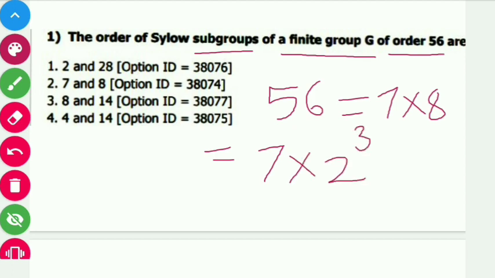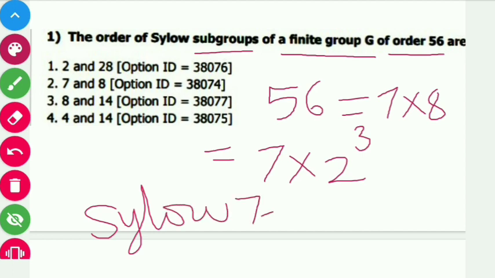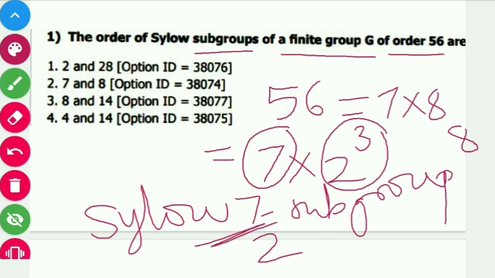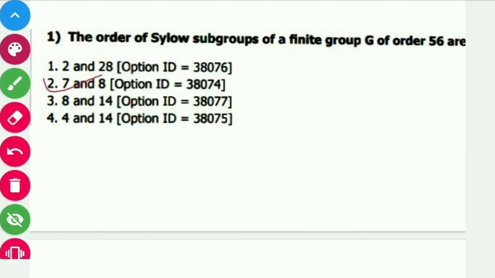So these Sylow subgroups are, basically, there are Sylow 7 subgroups, because we talk about Sylow p subgroups, right? Sylow 7 subgroups and also Sylow 2 subgroups. So what is the order of a Sylow 7 subgroup? This is just 7. What is the order of a Sylow 2 subgroup? This is just 2 cube, which is equal to 8. So the orders of the Sylow 7 and Sylow 2 subgroups are just 7 and 8, and hence this second option is the correct option.